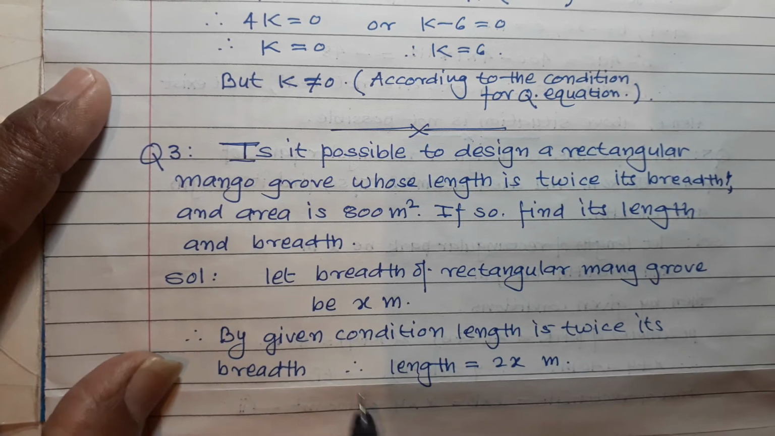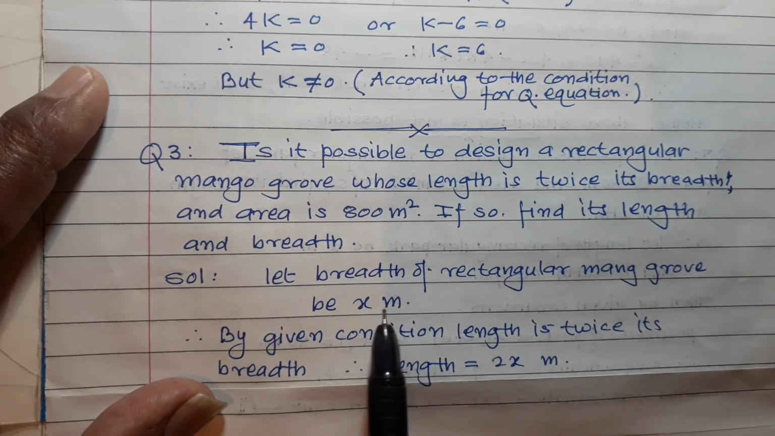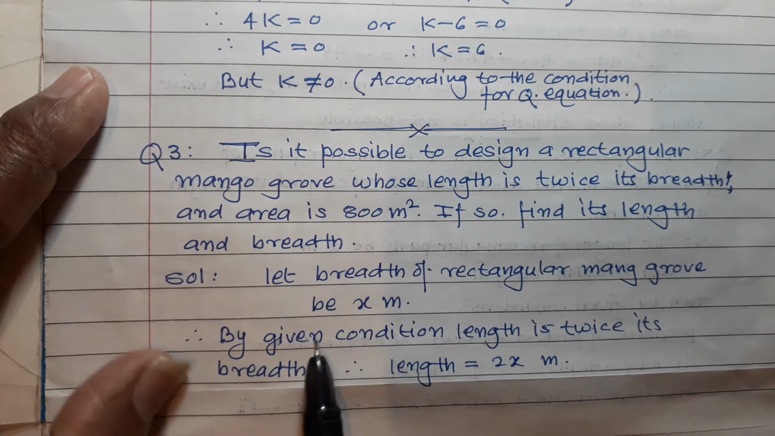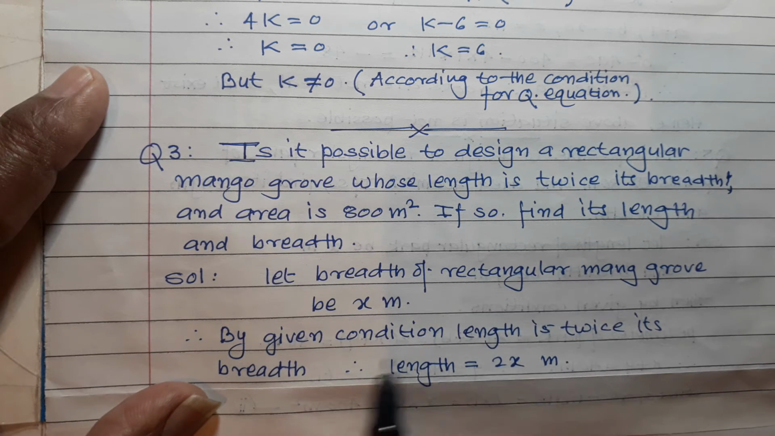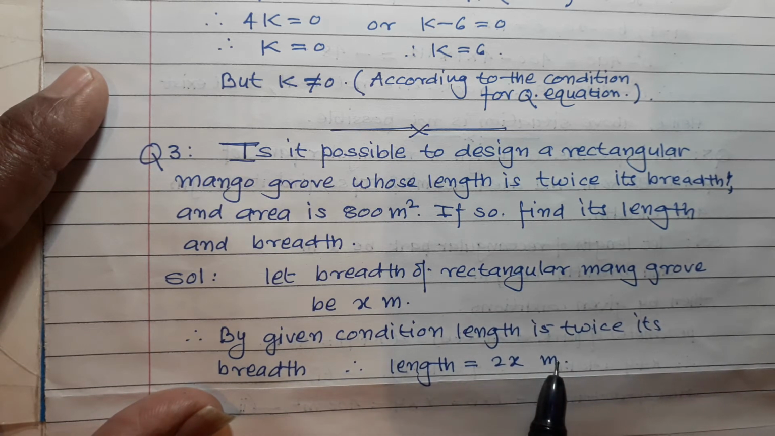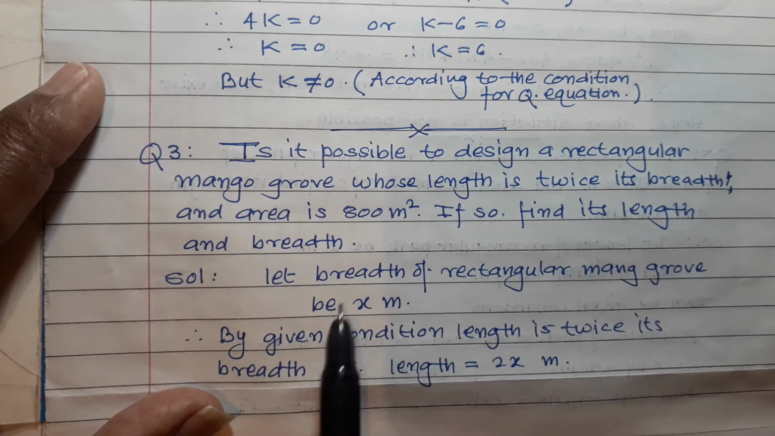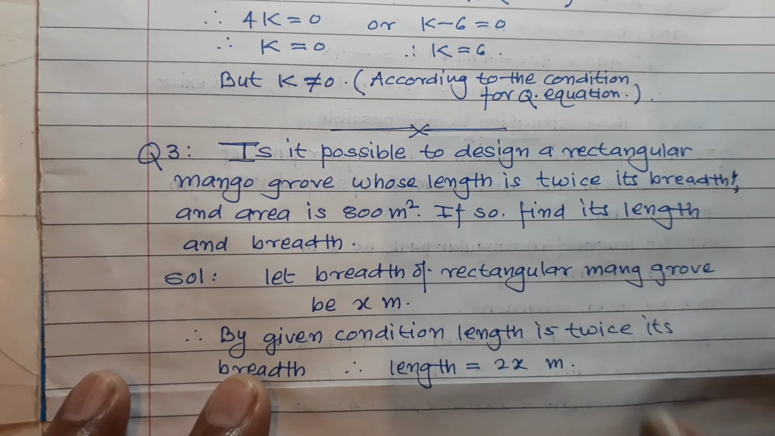Let the breadth of the rectangular mango grove be x meters, and then by the given condition, length is twice its breadth, and therefore length is equal to 2x meters. So b is equal to x and l is equal to 2x. Okay.